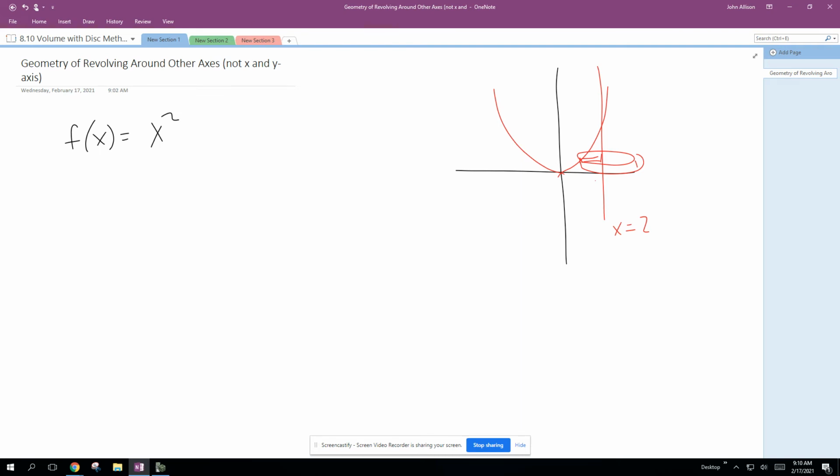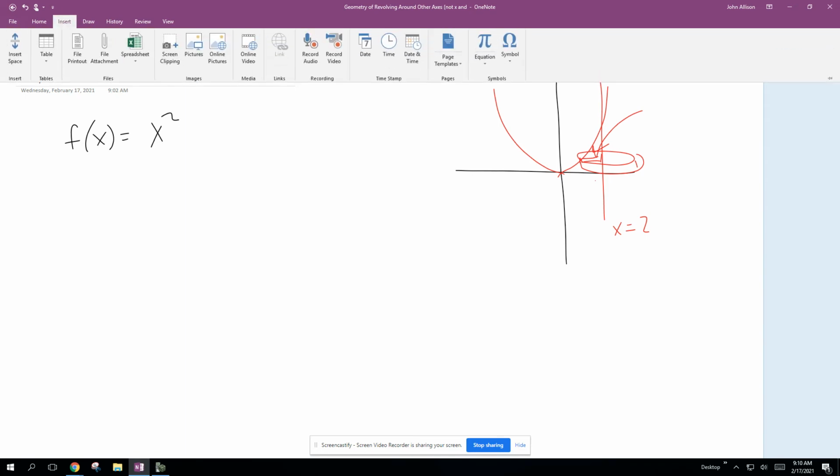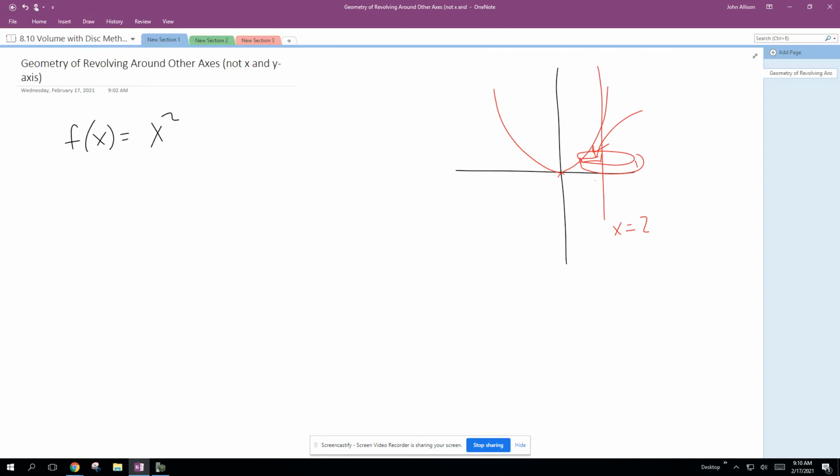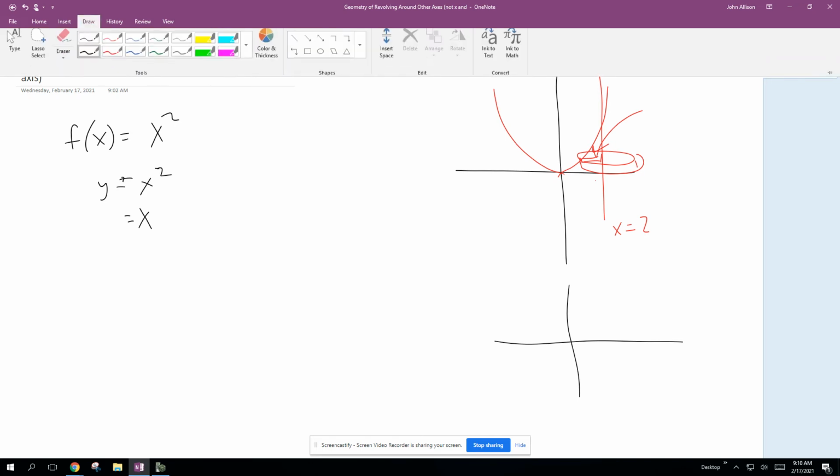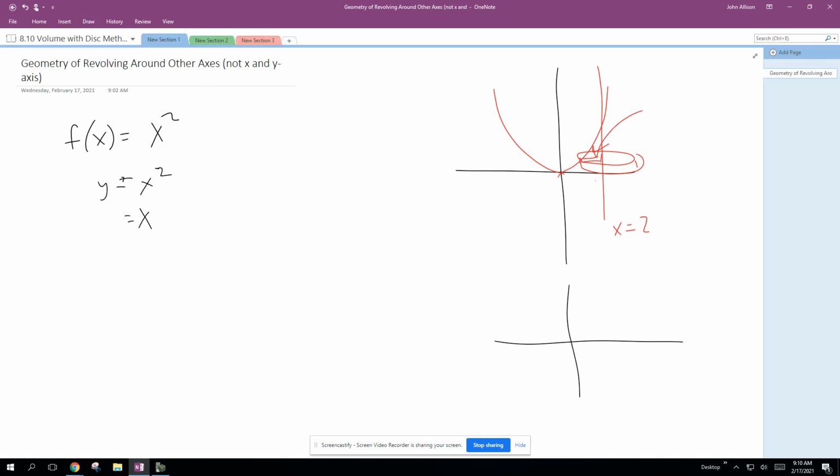And we're going to have to figure out a way to get the distance for that radius again. So like we did before, we're going to solve this for x, and we're going to get y equals x squared. Then we solve that, we get x equals the square root of y, since we would be flipping this across the line y equals x, and we would end up with the region in there. This would be our y-axis. And so x equals 2 would be here.